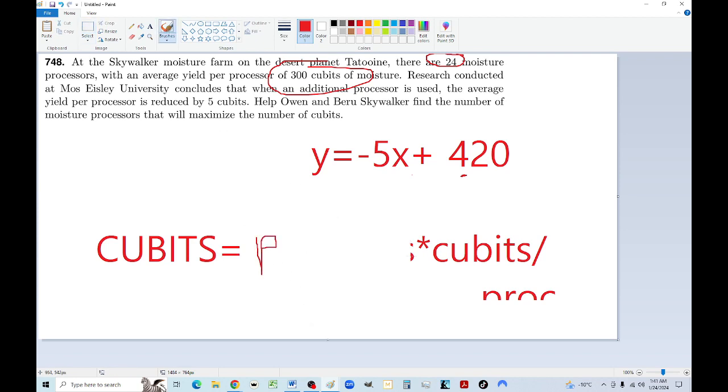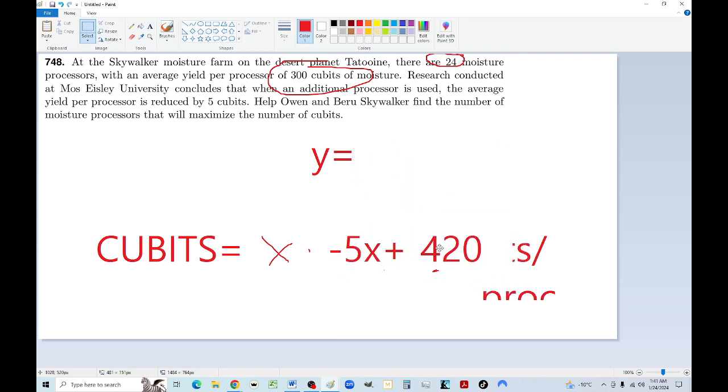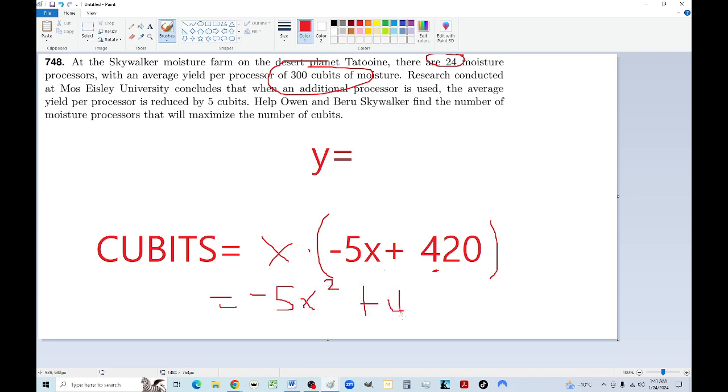And this is technically qubits per processor. Well, let's just call it X. And our qubits per processor is our Y. Y can be replaced with this. And if we expand it, we get minus 5x squared plus 420x. So this is clearly a minus 5x squared. It's a downward facing parabola, so it's going to have a maximum.